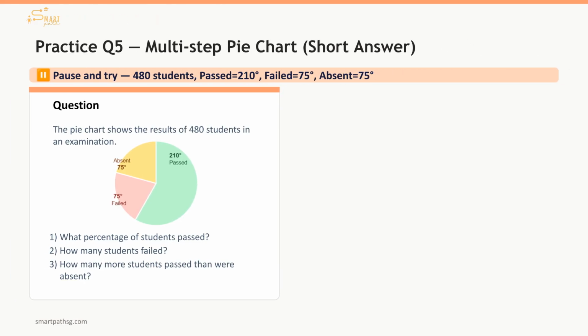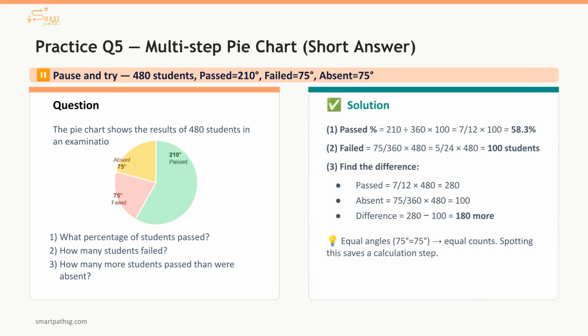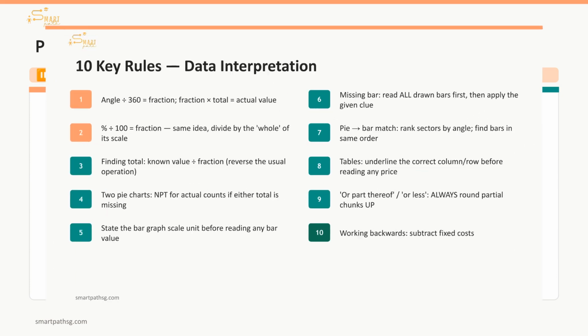Practice question 5 is a multi-step pie chart problem. Given 480 students and the angles for passed, failed, and absent, solve for the percentage passed, the number who failed, and the difference between passed and absent students. Pause the video and try it yourself first. Did you get all 3 questions right? Note that failed and absent have the same angle in the pie chart, which means same number of students in each category. Spotting this could save you a step in the last question.